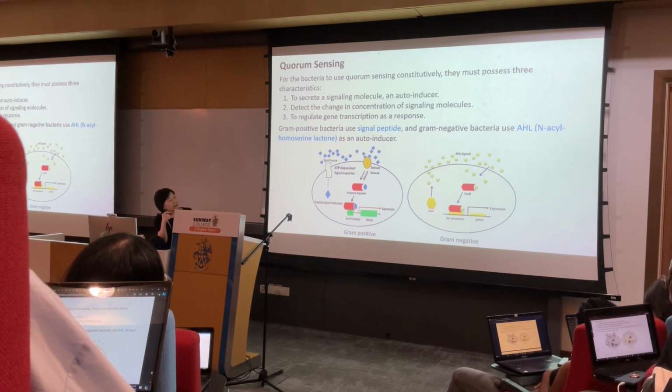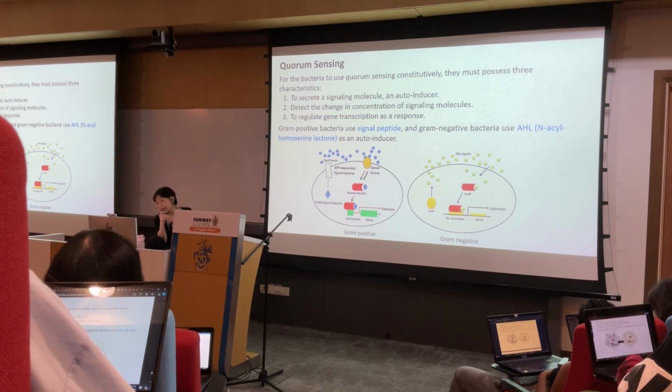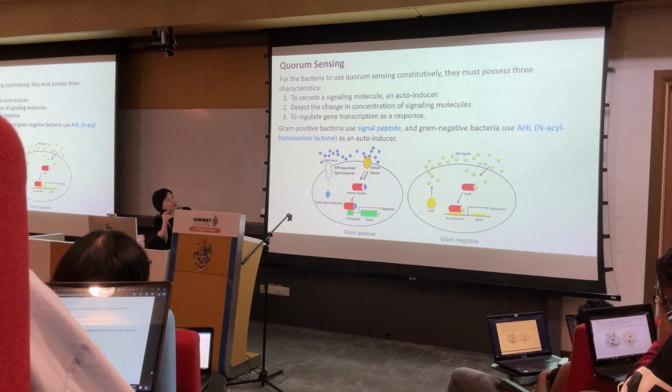Now for gram-negative, they don't call it autoinducer, instead they call it AHL, which is N-acyl homoserine lactone. This AHL is formed by a homoserine lactone ring with a fatty acid chain. Actually, two components.